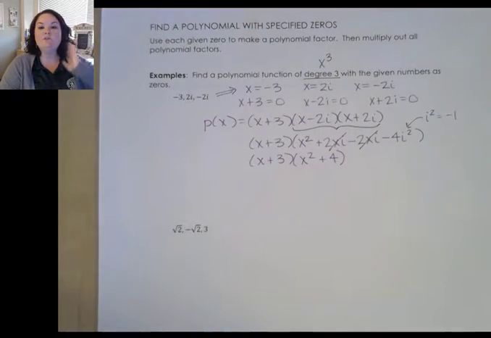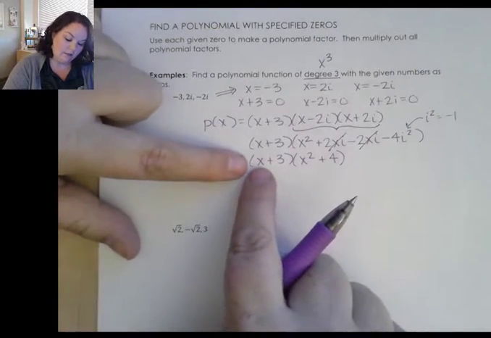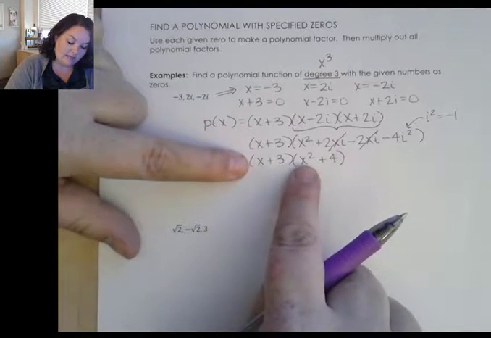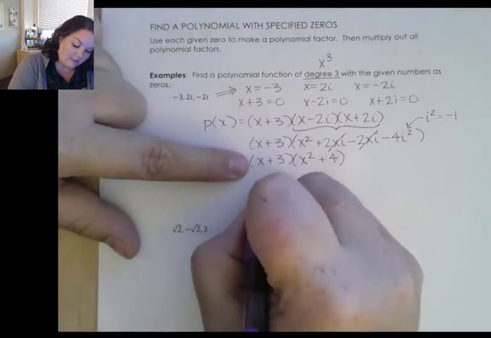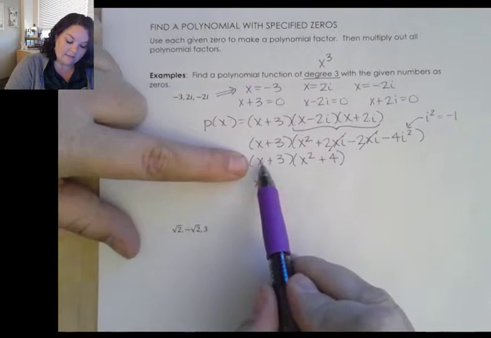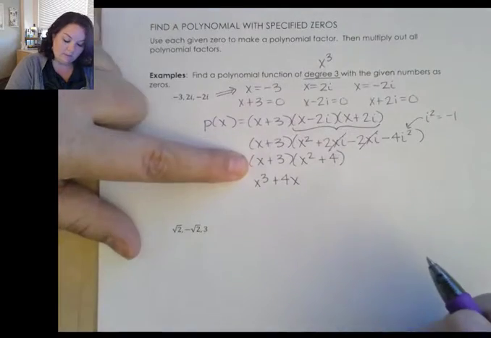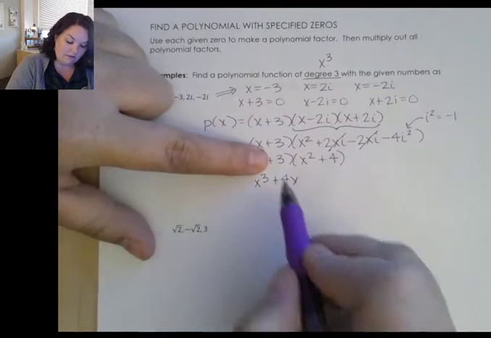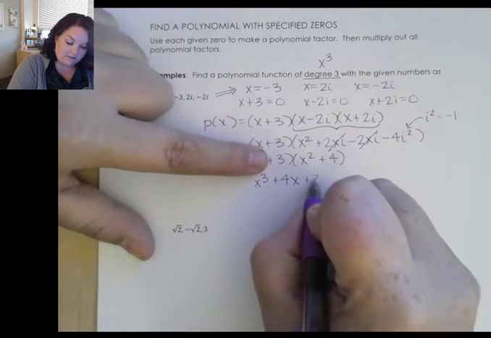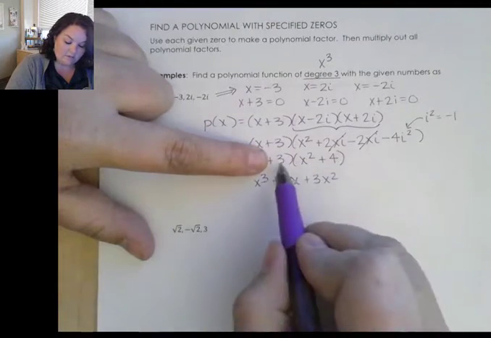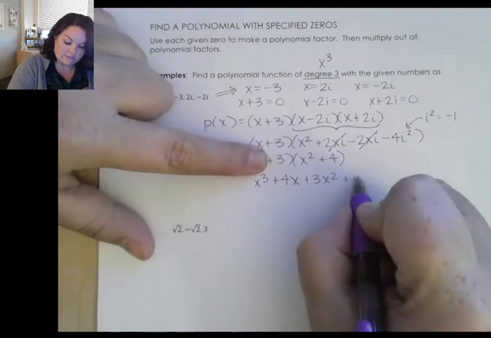Then all I have to do is distribute. So x times x squared gives me x cubed. X times 4 gives me 4x. Then I distribute my 3. 3 times x squared is 3x squared, and 3 times 4 is positive 12.